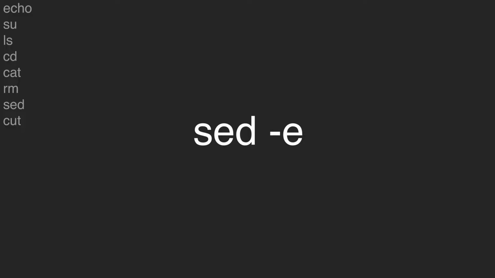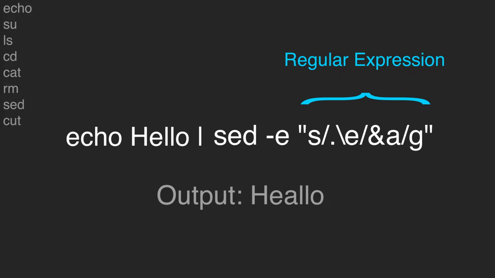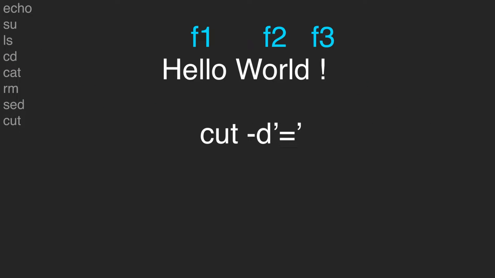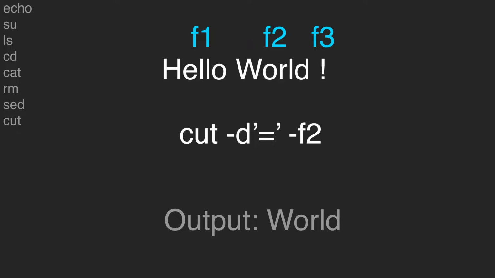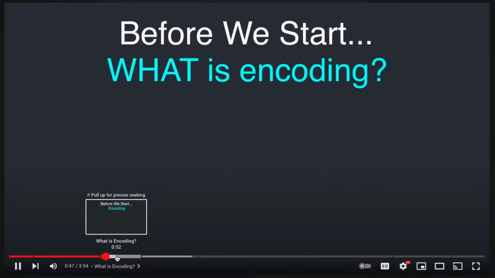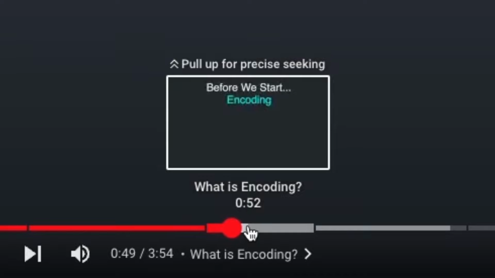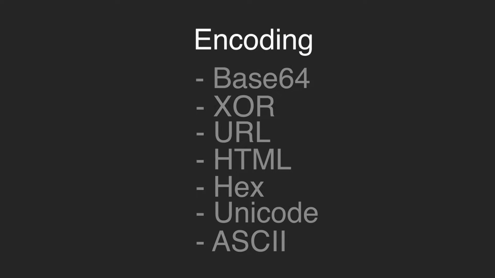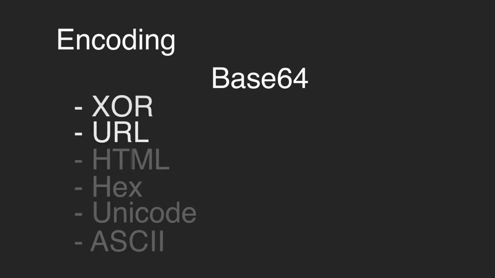Sed can use the -e option to apply a regular expression to a string, and cut is a command that can take a delimiter and then cut a string into sections so you can pick one of the fields. The second thing I want to cover is going to go into more detail on the encoding segment from one of the earlier videos in this series. There are many different types of encoding, but in this video, we're just going to cover base64, XOR, and URL encoding. So let's start with base64.